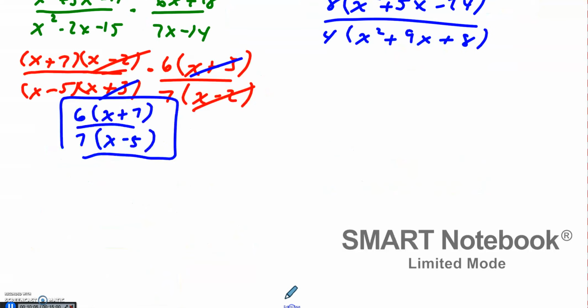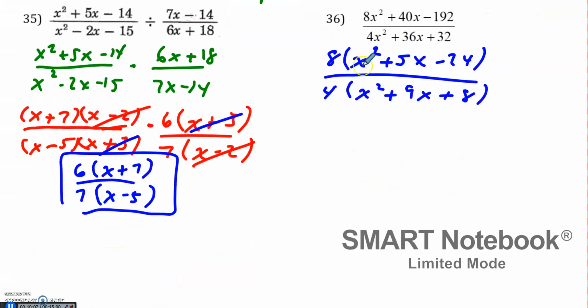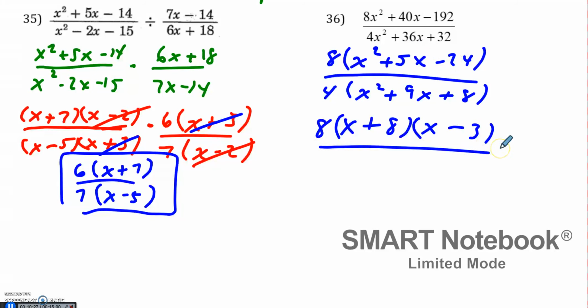So now, once I've taken out those GCFs, I'm left with lead coefficients of 1, so I can factor more quickly. I have x squared, so x times x is x squared. 8 times 3 is 24, and to get this to combine to be 5, I have plus 8 minus 3. 8 times negative 3 is negative 24. Great. The bottom, I have my 4.